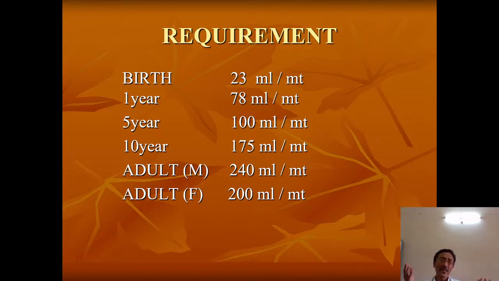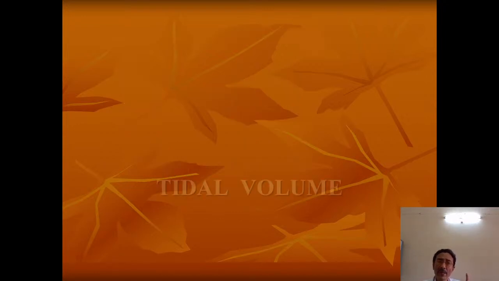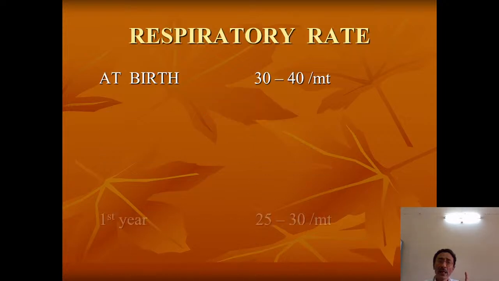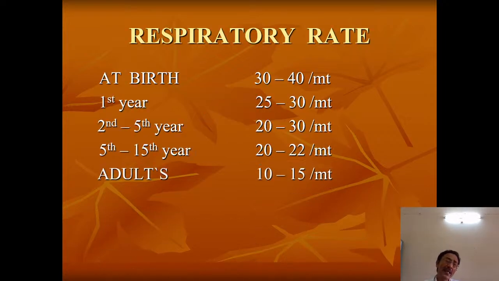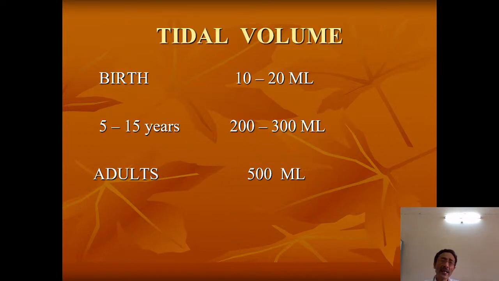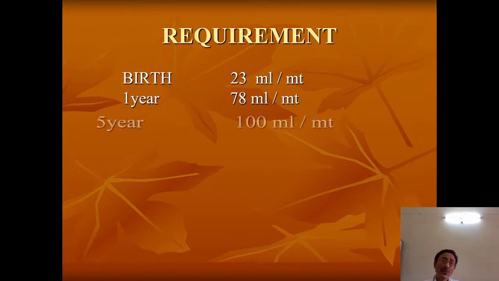Similarly, in a child, 23 ml per minute is the oxygen requirement. The child has a very small surface area, so the oxygen requirement is less, let's say around 20 ml per minute. Now, to supply that 20 ml per minute, the respiratory rate has to be around 30 to 40 per minute, with a tidal volume of 10 to 20 ml. So this is the thing.